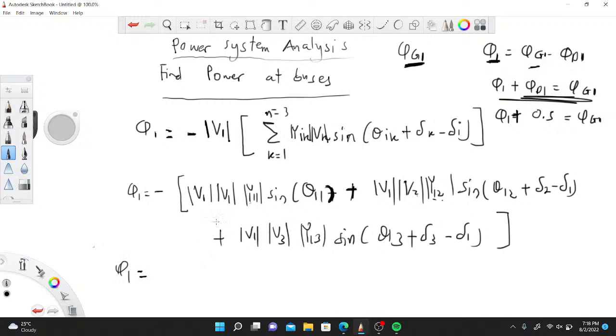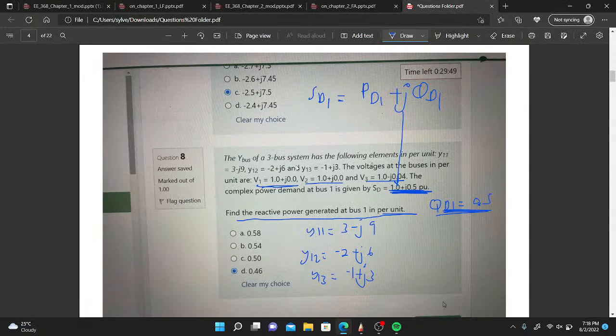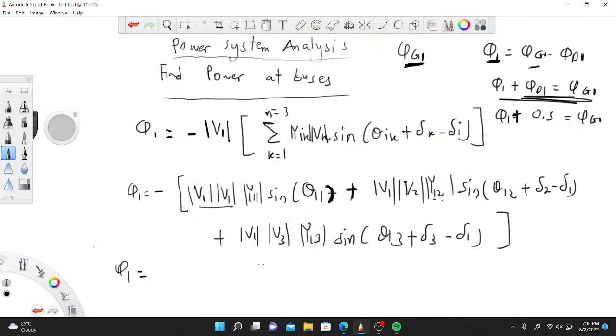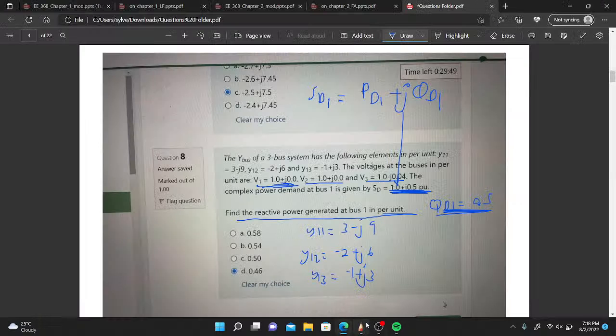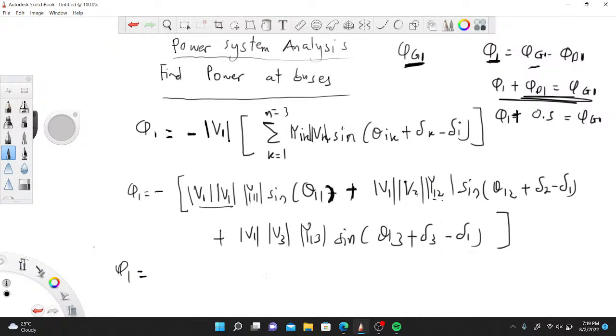If you check the question, we have all the parameters. We know what V1 is; we're given V1 as this. As I said, this expression is in the polar form. Hold on. You see here, we're given the parameters in rectangular form, so I'm correcting myself. We'll use the rectangular form of the equation.